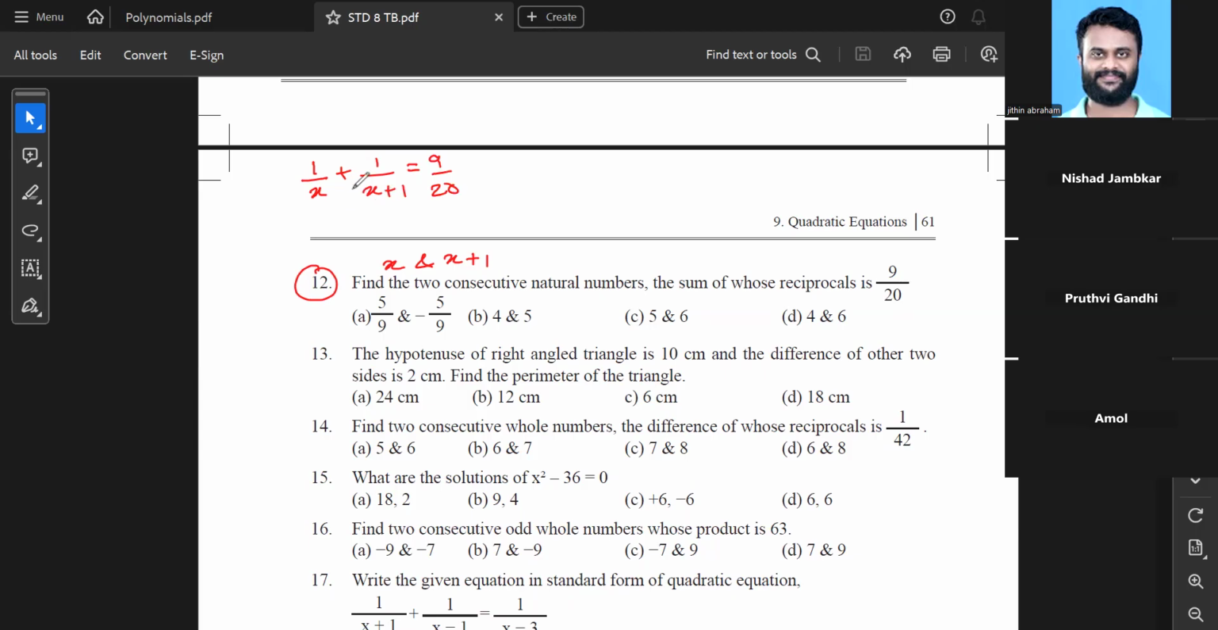Okay, now how to solve this? Take LCM na bro. So what you can do, you can multiply it over here, x plus 1, you can multiply it over here, x plus 1. So what you'll get in the numerator, you'll get x plus 1 plus x. In the denominator, you're multiplying with each other. So that will give you x square plus x is equal to 9/20. Now when you simplify it, you'll get a quadratic equation. Then you will have to find the factors of that quadratic equation. I hope it's clear.